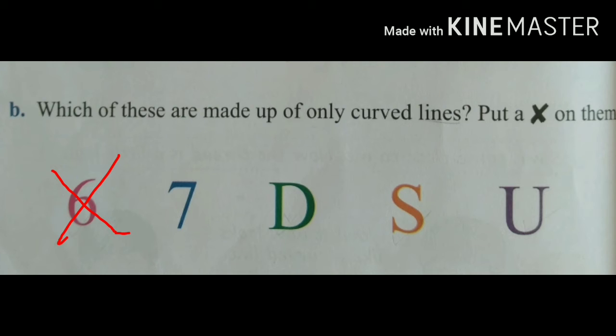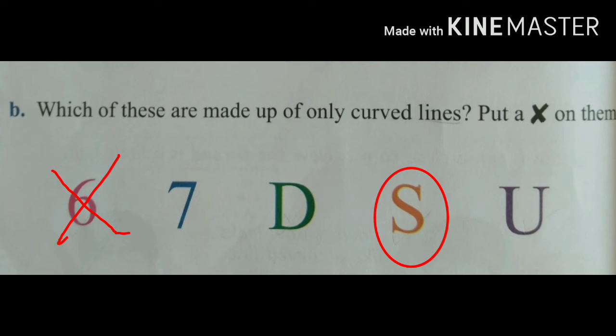Okay. The next one, capital letter D. Here we can see the letter D is made up of one straight line and one curve. So we cannot cross it because our question is which number or letter are made up of only curved lines. Here we can see curved line and straight line. So we cannot cross it. Let us move to the next letter.